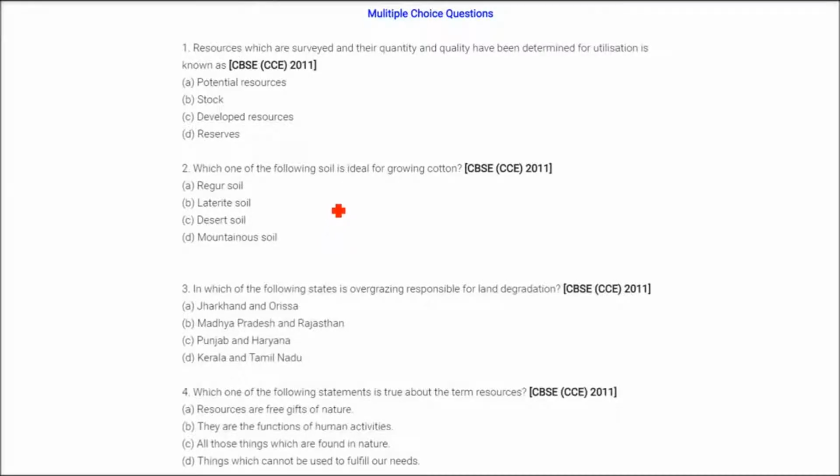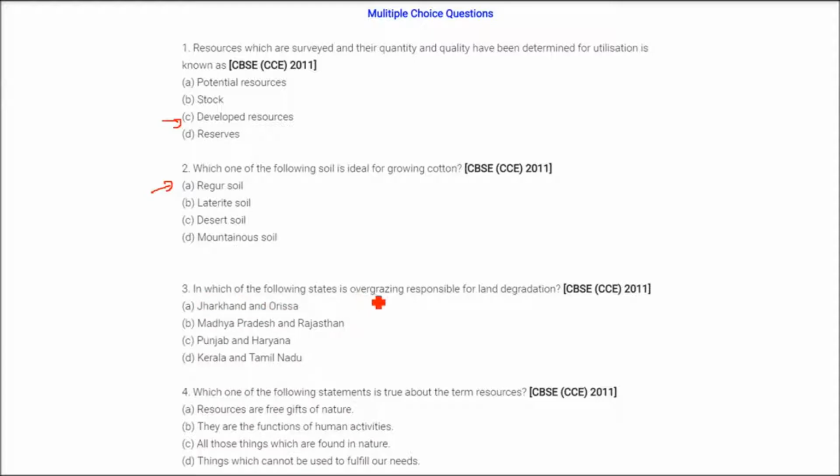We are taking the multiple choice questions here. The first one is: resources which are surveyed and their quantity and quality have been determined for utilization is. The answer is developed resources. Second one is, which one of the following soil is ideal for growing cotton? And the answer is Regur soil. Regur, Kali Mrida, black soil.